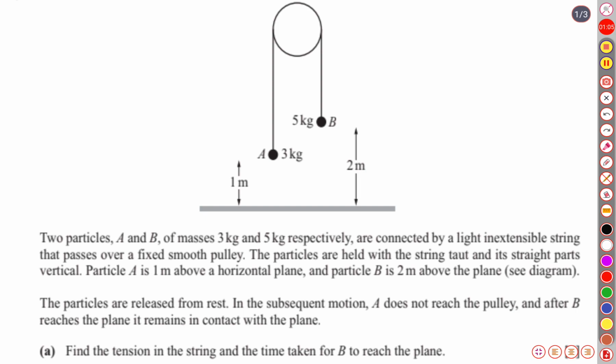In the subsequent motion, A doesn't reach the pulley, and after B reaches the plane, it remains in contact with the plane. Find the tension in the string and the time taken for B to reach the plane. Well, the diagram is given there, and from this question we understood that two values are missing. Two values are to be obtained, and they are the tension in the string and the acceleration of the particles.